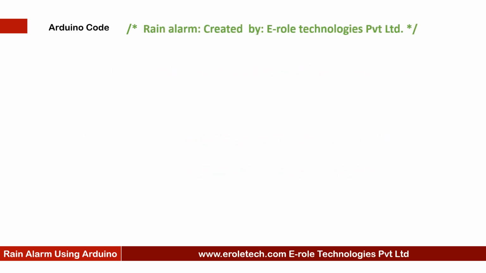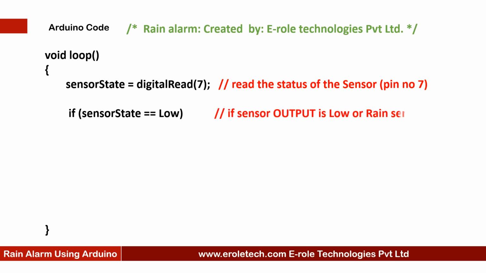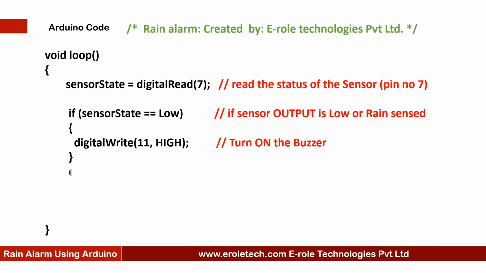Void loop. This function continues to execute the code written inside it over and over unless we reset the Arduino hardware board. Sensor state equals digital read 7. Digital read is a function which will read the status of pin number 7 and store its value in a variable sensor state. If sensor state value is low, then Arduino will give a high signal at its pin number 11, and buzzer will turn on.